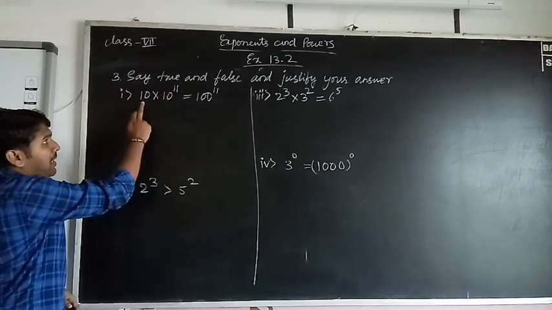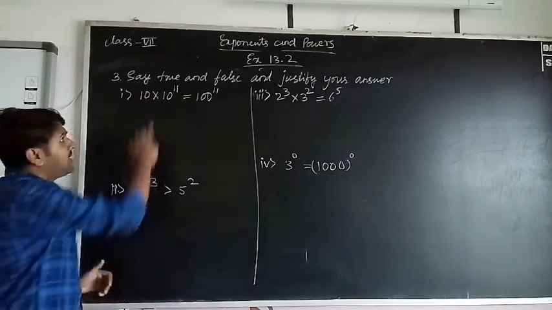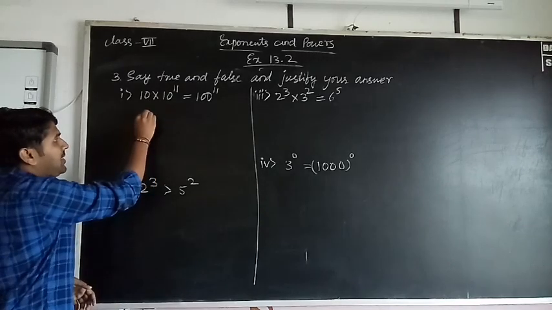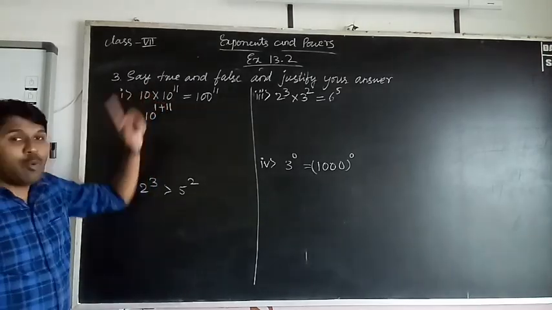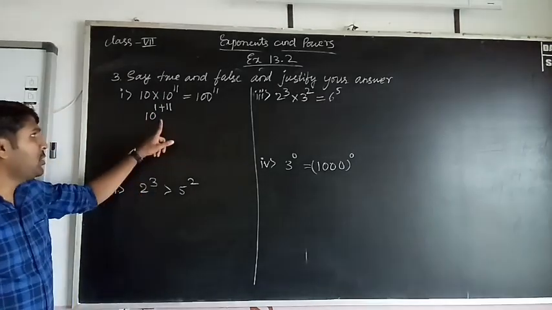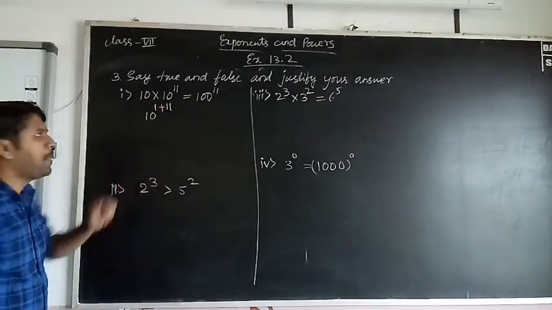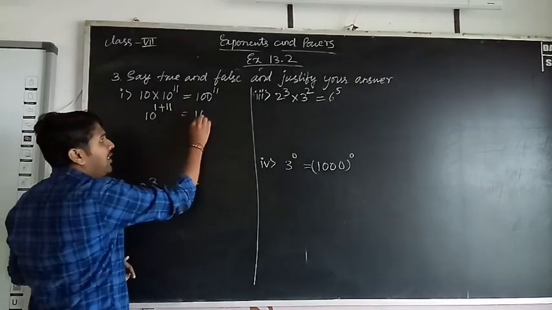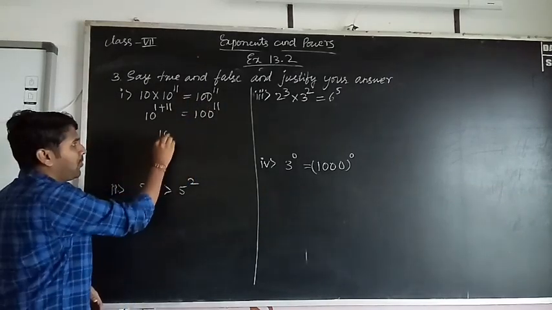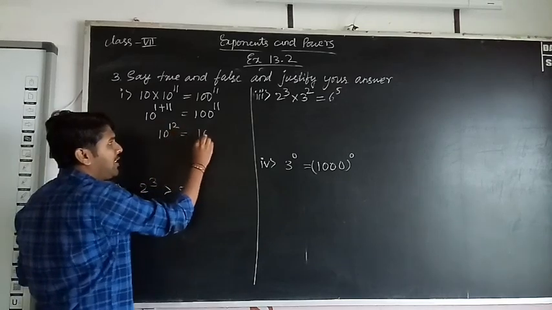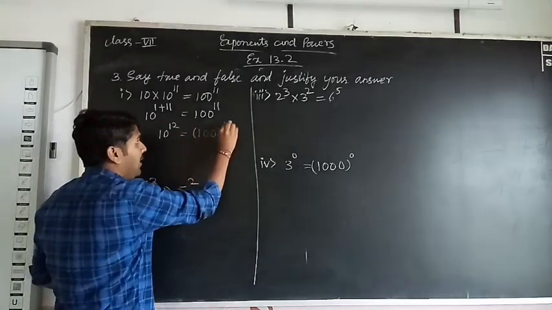Okay, solve this one. Here the bases are same. Next, you should add the powers. That means 10 raised to 1 plus 11. If there is no power, that means 1 will always be there. So 10 raised to 1 plus 11. So what answer will you get here? 10 raised to 12. And the RHS is 100 raised to 11.